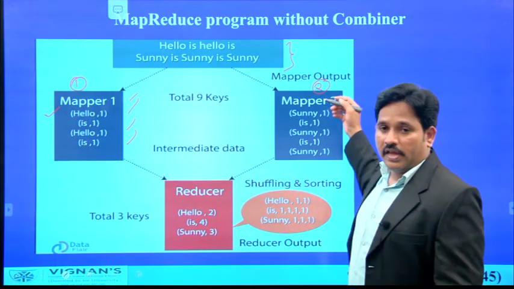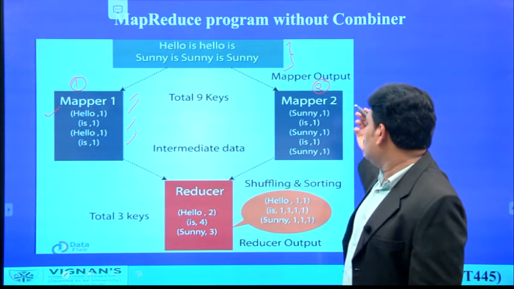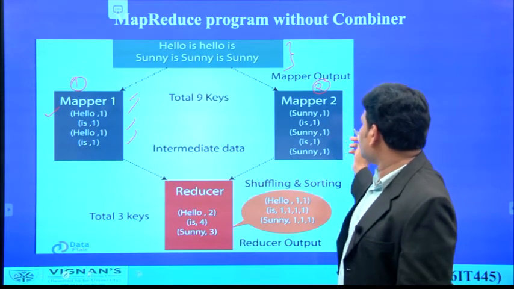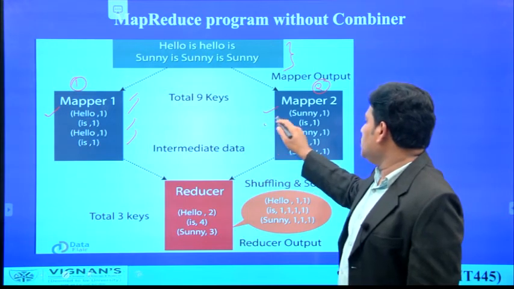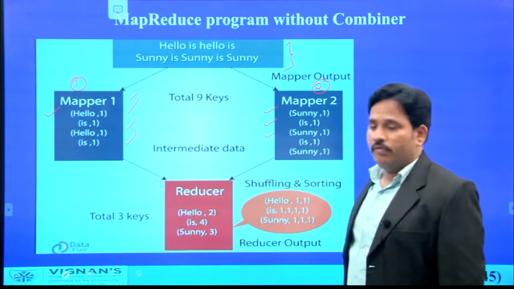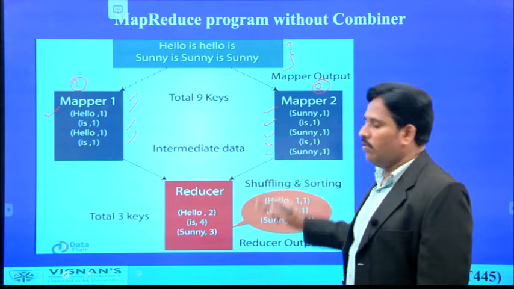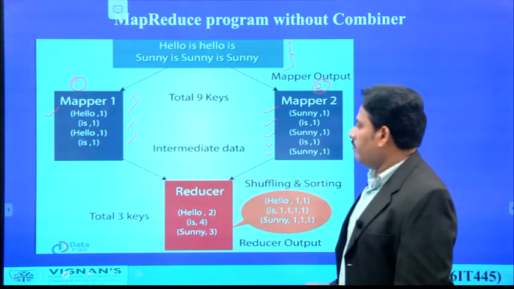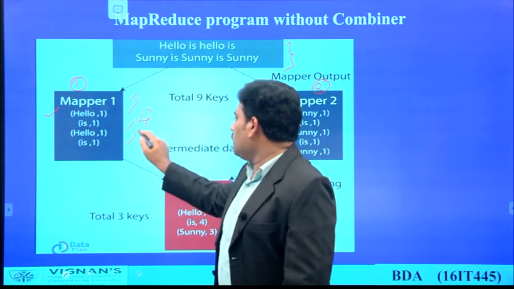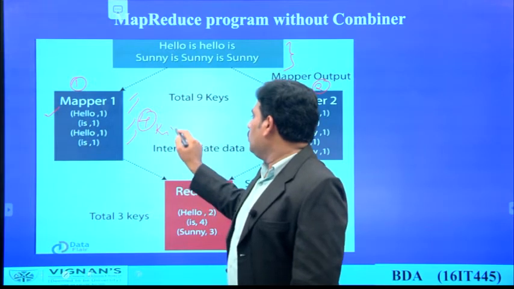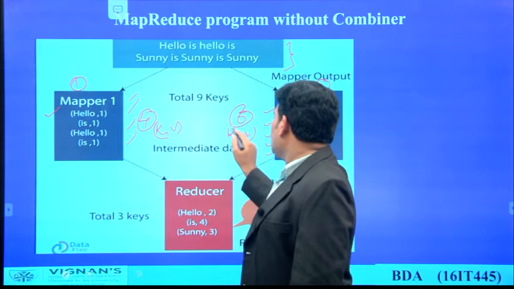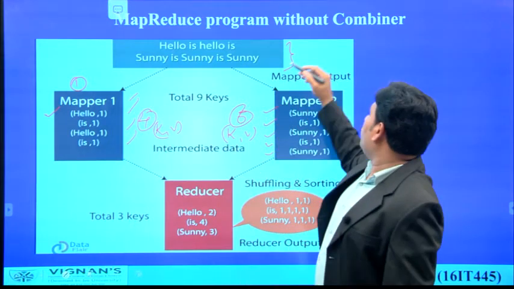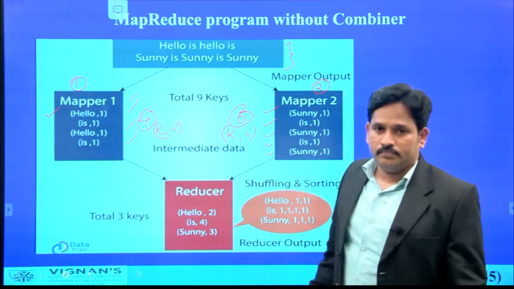In the second output we have five key-value pairs: sunny comma 1, is comma 1, sunny comma 1, is comma 1, and sunny comma 1. Totally, here we have four key-value pairs and here we have five key-value pairs. Now here we are not using a combiner.